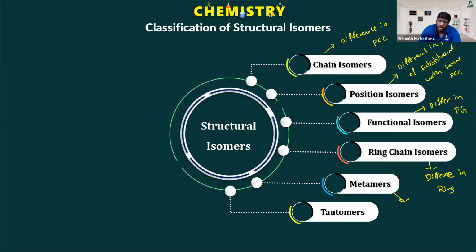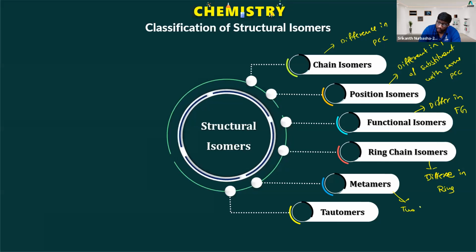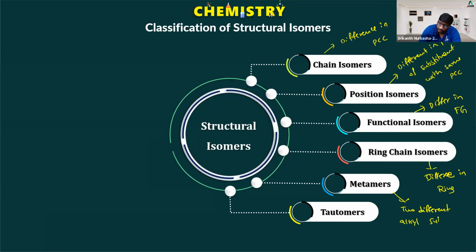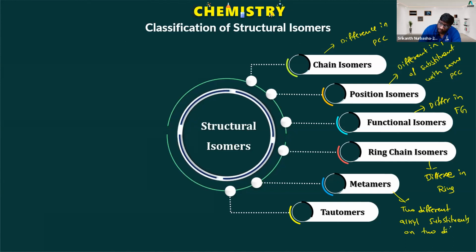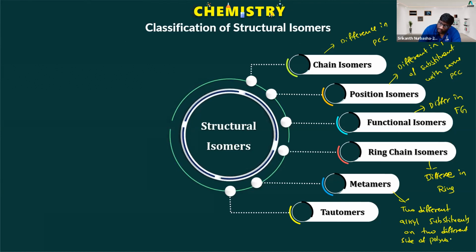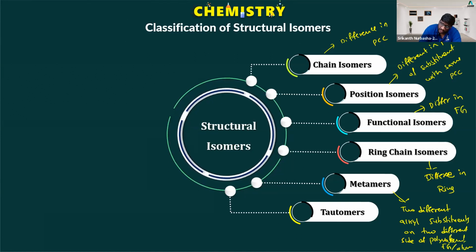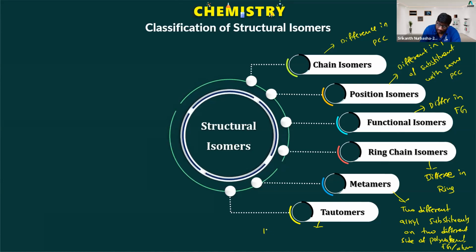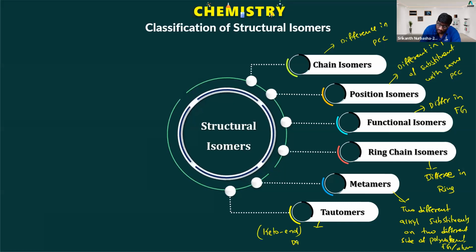Metamers means what? On two different sides of a polyvalent atom or polyvalent functional group, you have two different alkyl substituents. I'm just giving the broad idea. Tautomers exist in a dynamic equilibrium, like keto-enol tautomerism, where hydrogen is transferred.